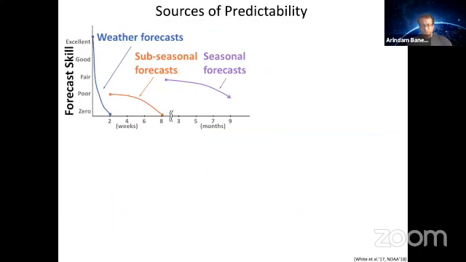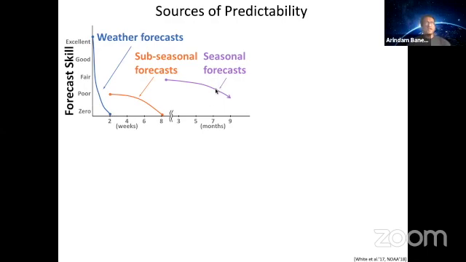So how much skill do we have with these forecast models? Weather forecasts are something we probably all use. We look up the weather, and we know that for the next 3-4 days, 5 days, it's pretty reasonable. But the weather forecasting skill drops pretty dramatically as you go beyond 7 to 10 days. Two weeks out, it's not very good, right?